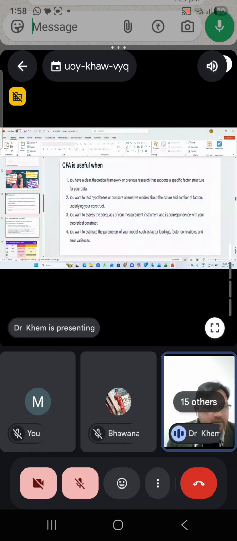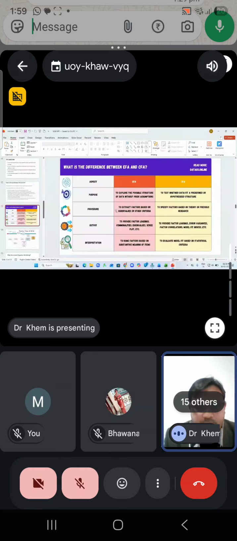So in this part, these are the simple differences between CFA and EFA. In EFA the purpose is to explore possible structure in data without prior assumptions. We don't have exact assumptions. In CFA, we have a predetermined hypothesized structure. We have a well-defined structure. We have to confirm that these factors are applicable in my area.